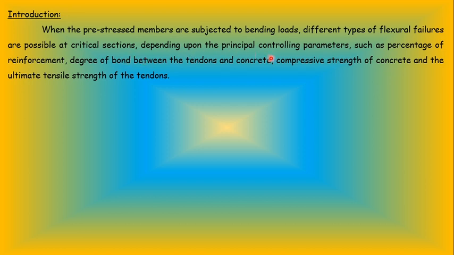So depending upon the principles of controlling parameters such as percentage of reinforcement, we should remember that the reinforcement, whatever amount of steel we are providing into the concrete area, all that is known as percentage of reinforcement, including the cage we provide as reinforced concrete and including the prestressed concrete tendons also.